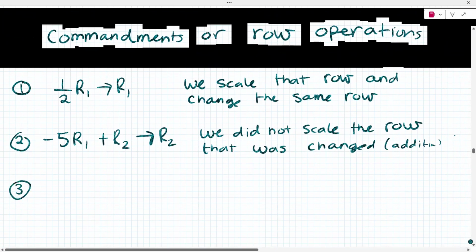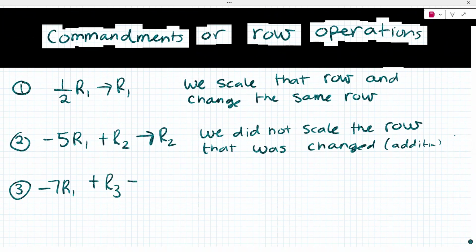The third one was negative 7 row 1 plus row 3 gave us row 3. So as you can see, the scalar negative 7 times row 1, it's a scalar and there's addition. So addition doesn't really change it, but the scalar is not related to the new row of operation. So we did not scale the row that was changed.